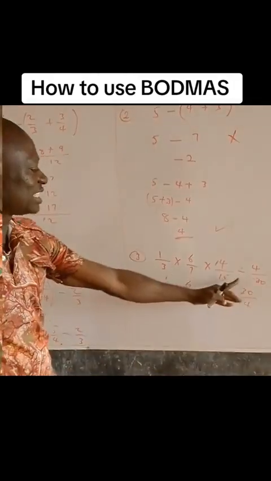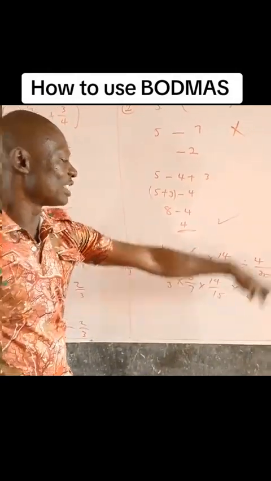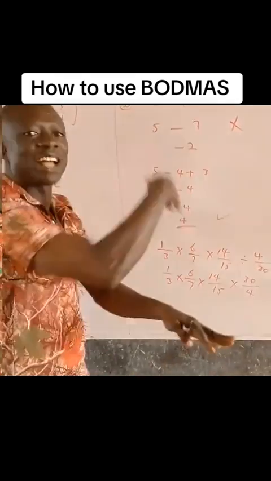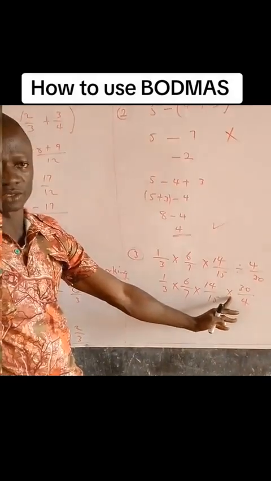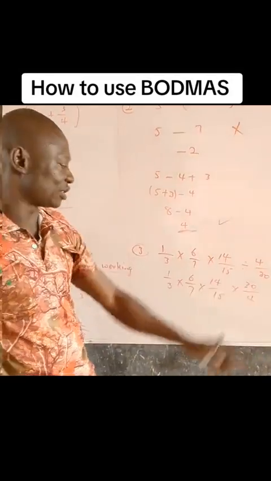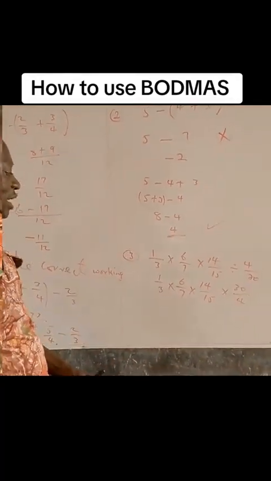And when we have changed this sign, division to multiplication, we must find the reciprocal of this. We must invert it upside down so that we can now use multiplication instead of division. We can now cancel out. Everything has changed to become a multiplication sign.